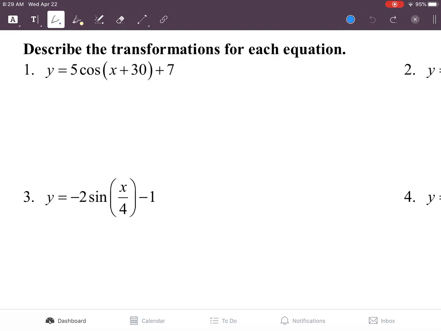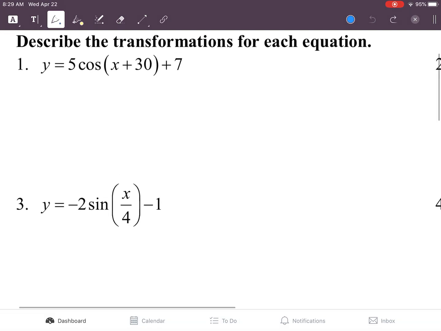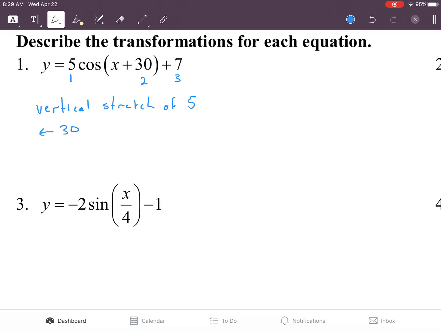All right, kind of like last time, I'm going to label these. So this is the first one, with 2 and 3 different transformations. So the first one, we have a vertical stretch of 5. Number 2, that's a horizontal shift. It's going to go to the left by 30. All right, and number 3 is a vertical shift, and it's going to go up by 7.